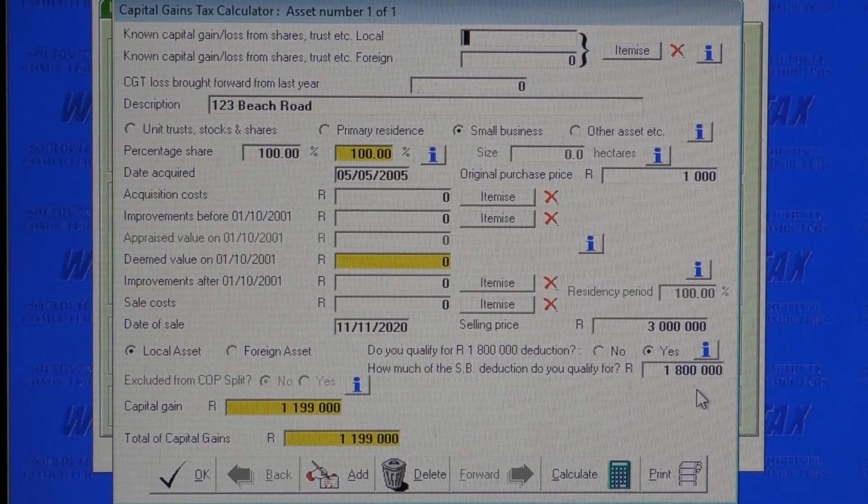Starting again with a different taxpayer who started a small business in 2005 with 1,000 rand and sold it recently for 3 million. We can enter these details as well as acquisition costs, improvements, etc. into the calculator and it will work out our profit for capital gains. We may be entitled to a deduction of 1.8 million once in a lifetime, depending on conditions. So let's go through some of the fine print as shown here when you click on the info button.